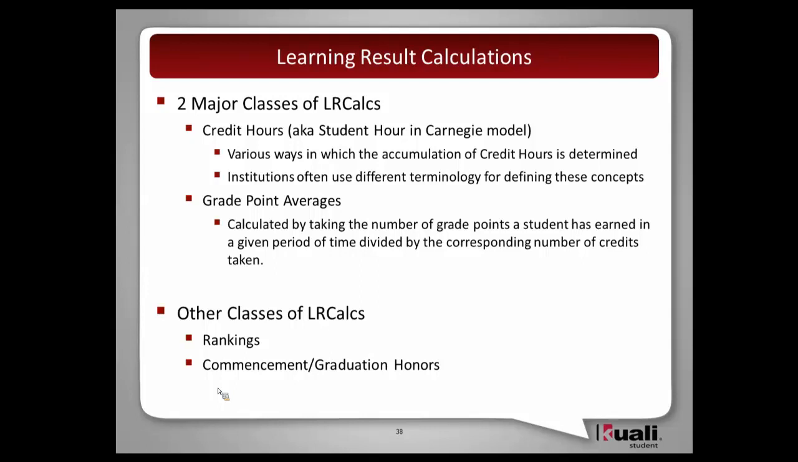So learning result calculations is kind of that abstract term we use to refer to GPAs, credit totals, or different calculations of learning results with learning units. See, did I just completely abstract all that? So it's taking the course grades and getting GPAs, it's taking your course credits and coming up with cumulative credit totals. So the first major class is credit hours. I think it's officially student hours if you use the Carnegie model. But there are various ways in which the accumulation of credit hours is determined.